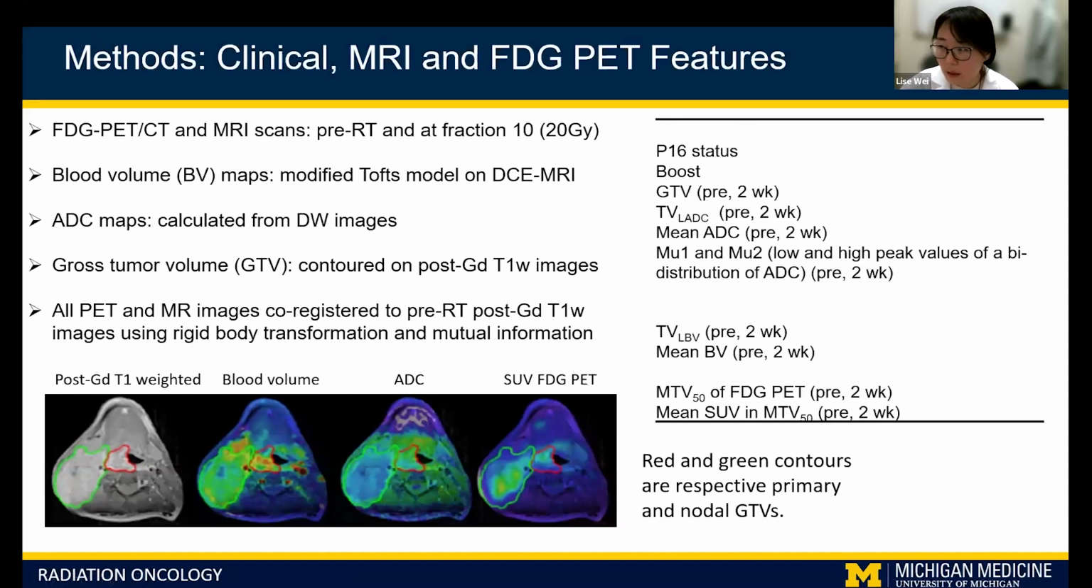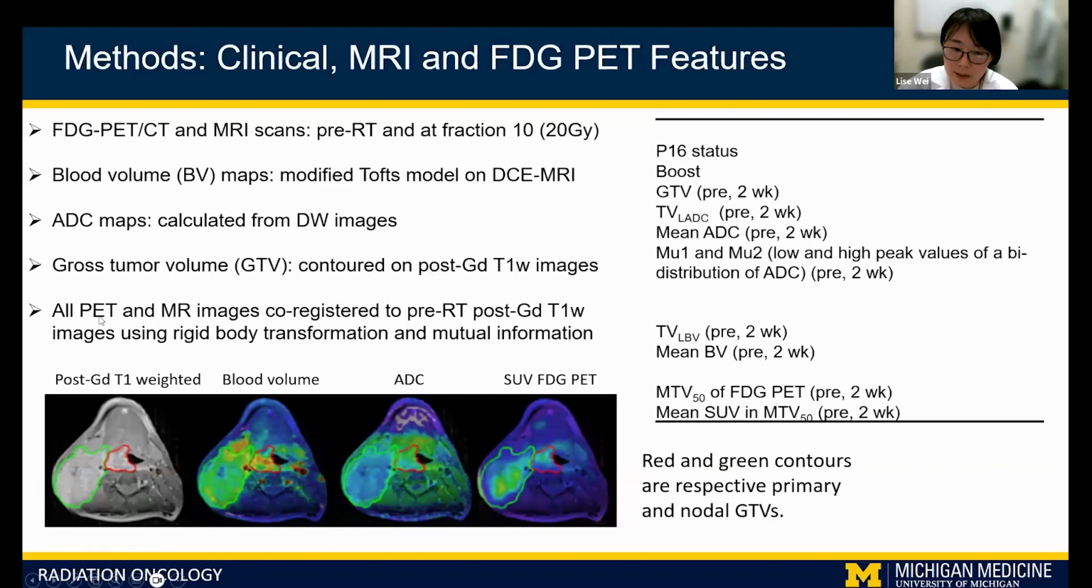And this is the information that we use to do the prediction. We have PET, CT, and MRI scans pre-treatment and at fraction 10, or after 2 weeks. The blood volume map, as I just mentioned, is calculated by a modified Tofts model on DCE MRI, or dynamic contrast enhanced MRI. And the ADC map is the apparent diffusion coefficient. It's calculated from diffusion-weighted MR images. And the gross tumor volume is contoured on the post-treatment T1-weighted images.